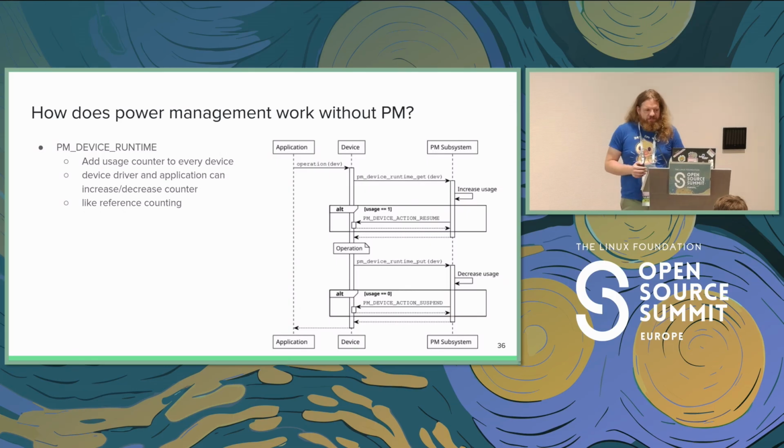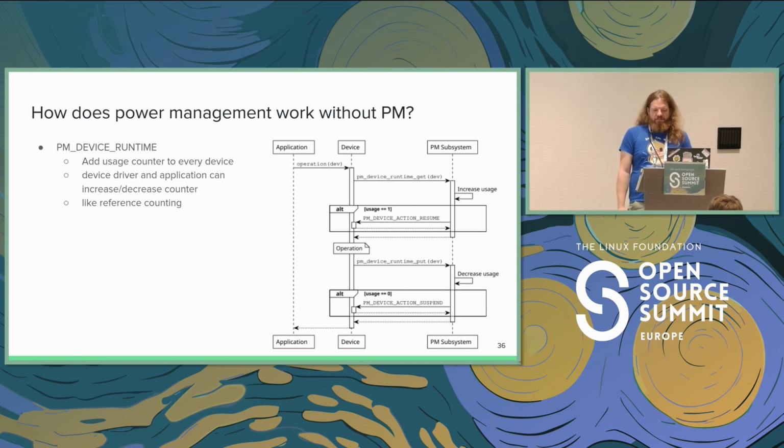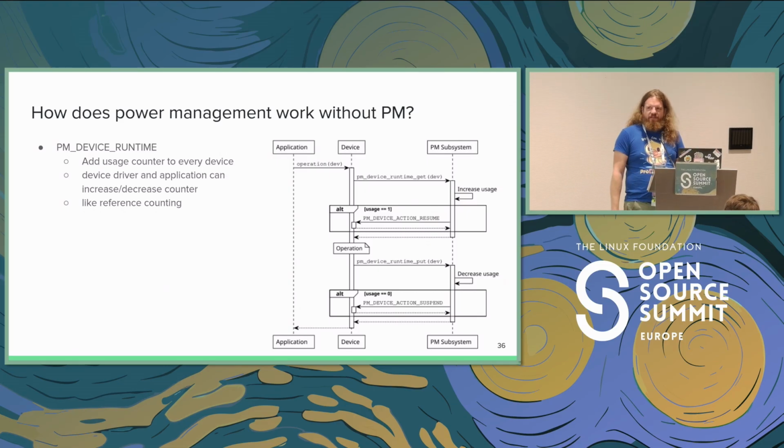So with device runtime, the application says, oh, I want to do some operation on this device. And the device says, okay, there's a get counter, I need it. The PM subsystem increases the counter. Oh yeah, it's from 0 to 1, so I need to resume the device. Then the device gets resumed, the operation gets done. After the operation gets done, the PM runtime put will be called, the usage counter gets decreased, the device will be put to sleep, and everything will say, oh no, I'm not using it anymore. You can go again, application, do your stuff.